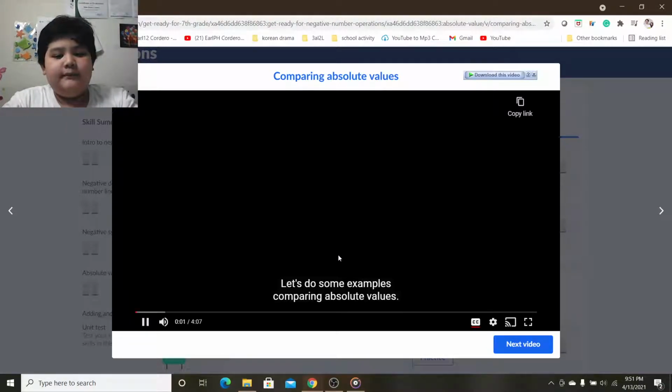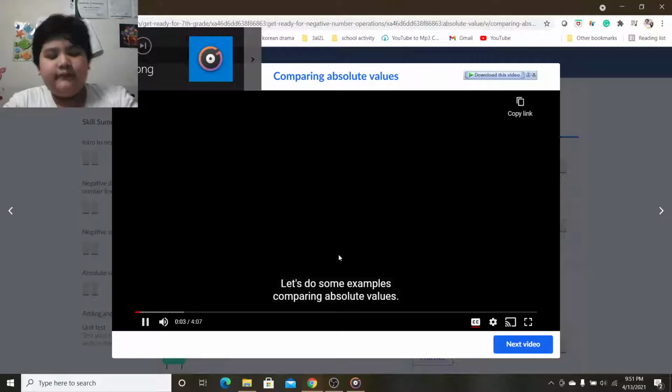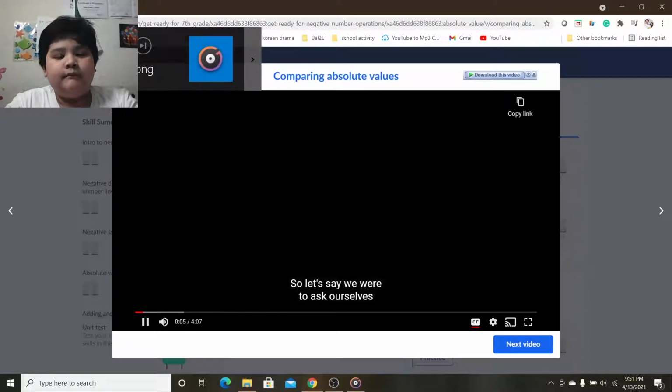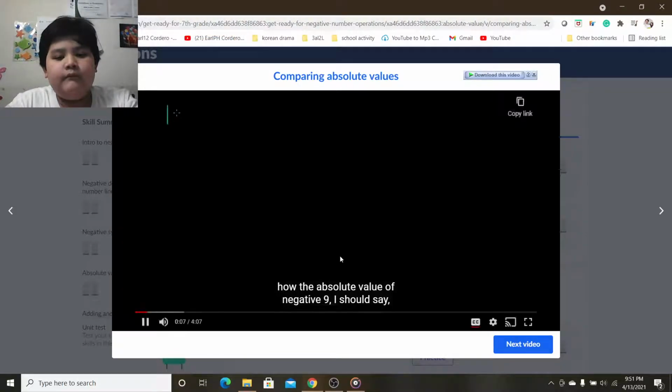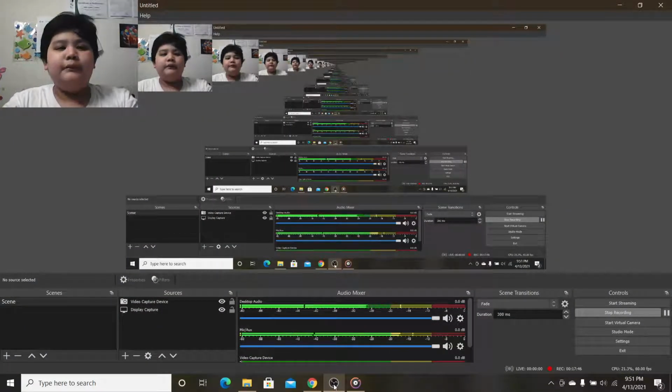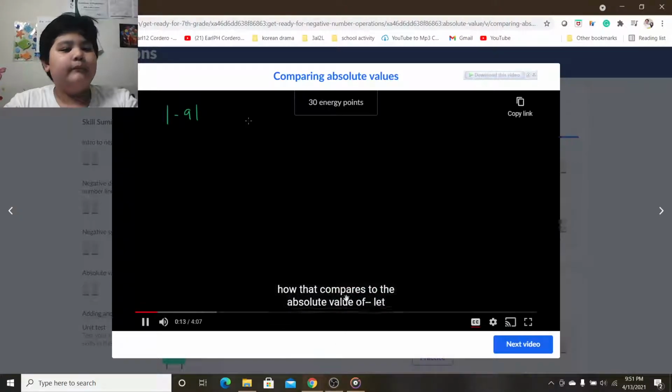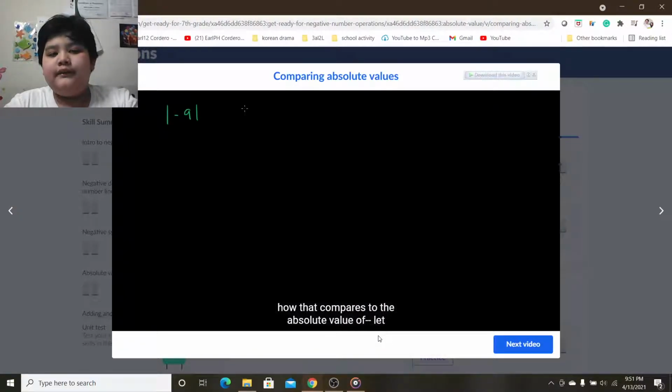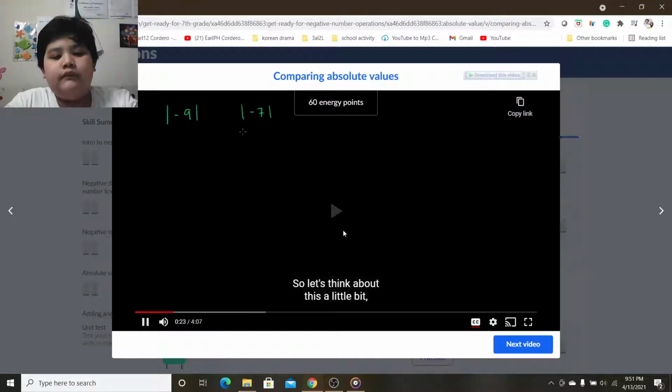Some examples comparing absolute values. So let's say we were to ask ourselves how negative 9, the absolute value of negative 9, compares. Although I am learning a little. The absolute value of, let me think of a good number. Let's say the absolute value of negative 7. So let's think of negative 7 on the number line.